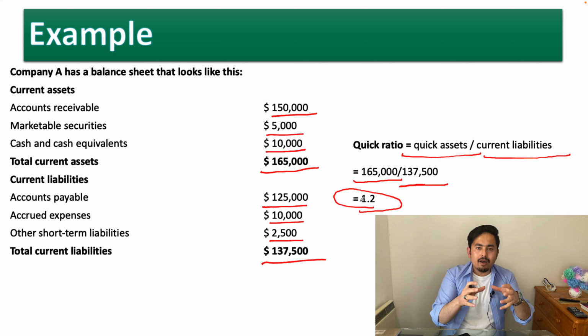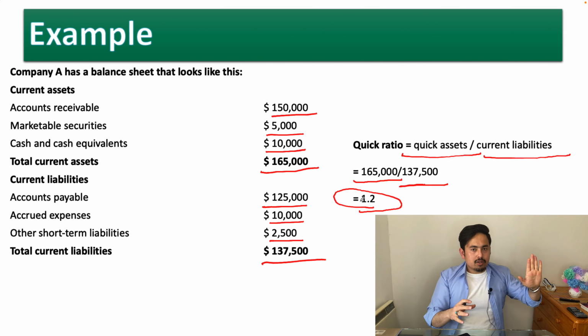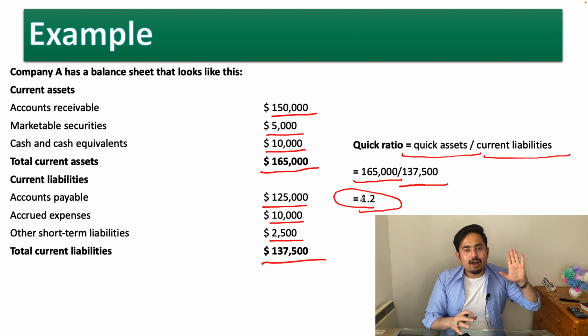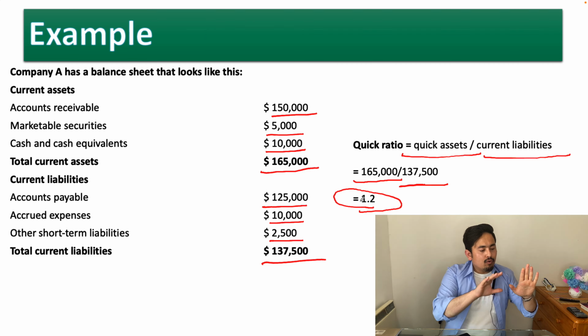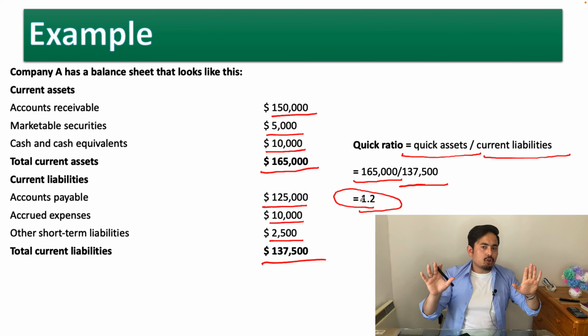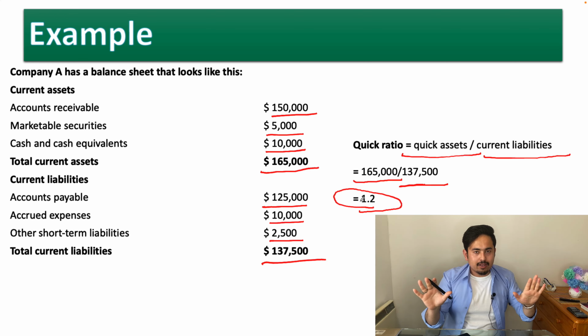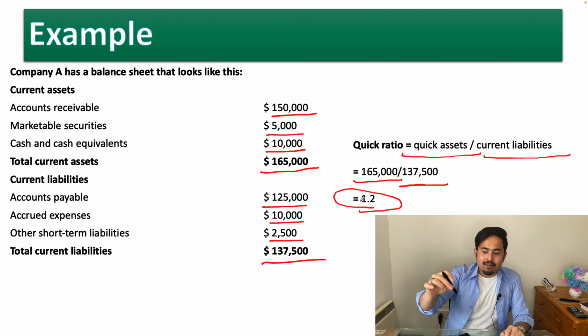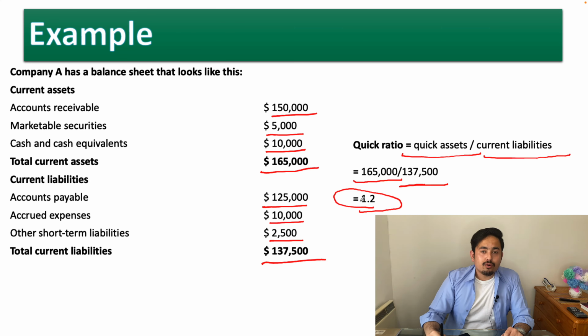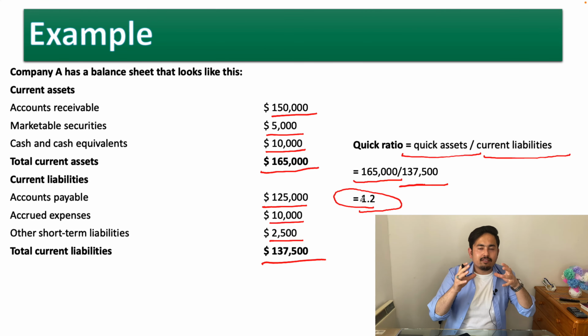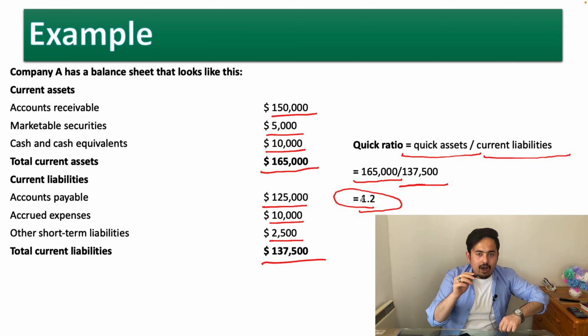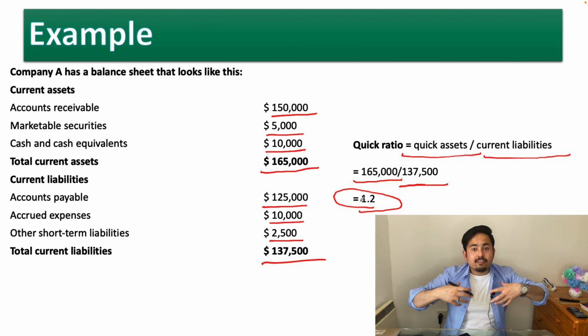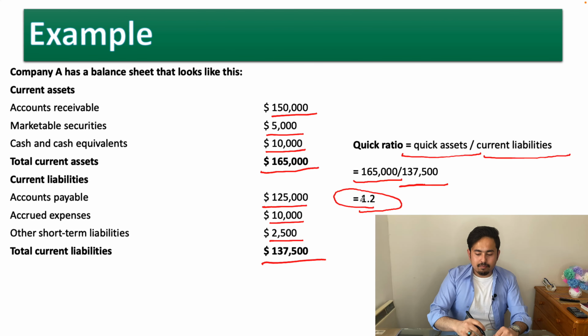What does it mean by 1.2? The company has $1.20 for each $1 of short-term obligations payable by the company. This is a clear-cut explanation with the example, and I am sure you now realize what it means by that ratio and how it explains the position of the company.